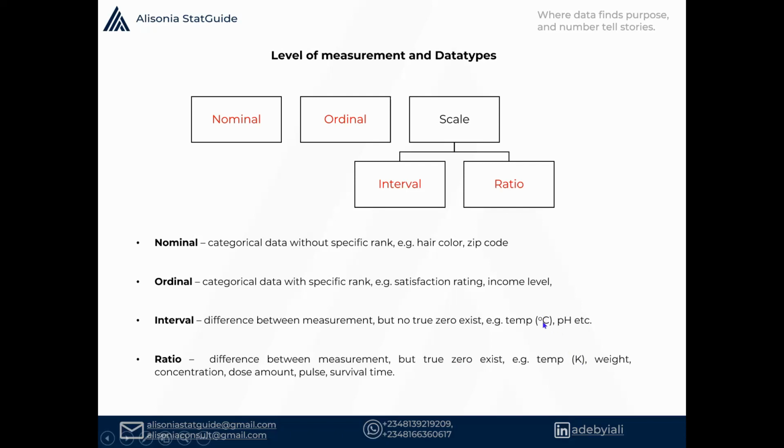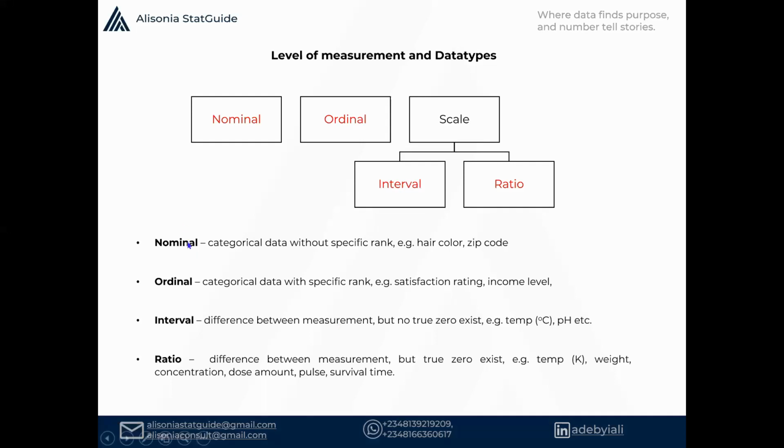Note this. This one is temperature in degrees Celsius. This one is temperature in Kelvin. So we have weight, concentration, dose amount, pulse, then survival time, and so on and so on. What do I mean by no true zero exists and true zero exists? And what do I mean by difference between measurements?